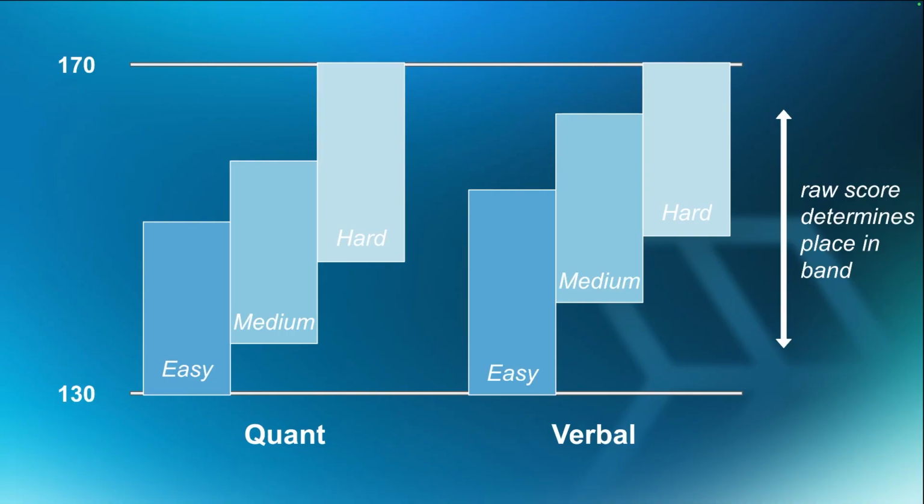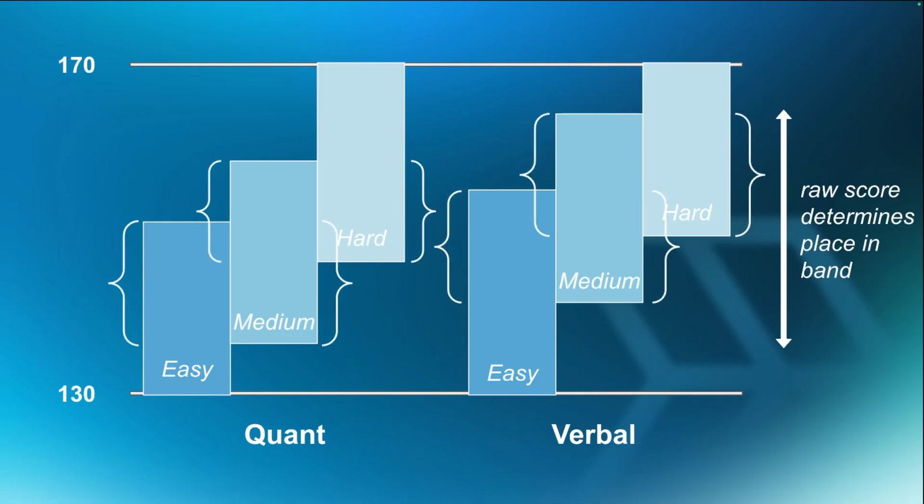The more questions you get wrong, the lower your score within the limits of the score band. Now, the overlap between these bands means that technically you can get a lower score with a hard second section than you can with a medium second section, or with a medium second section than with an easy second section.